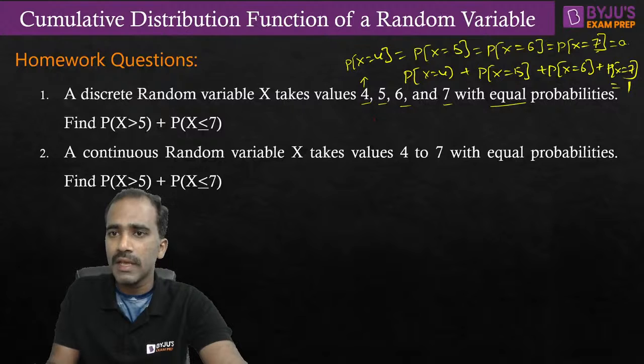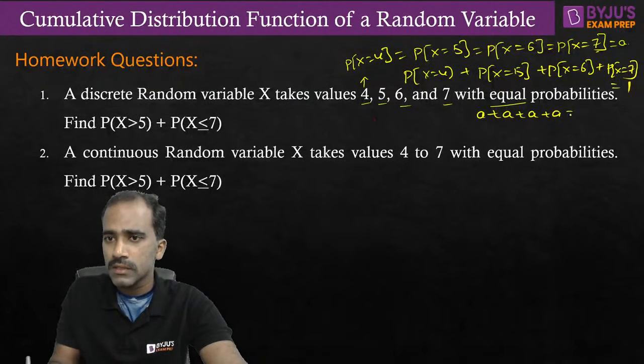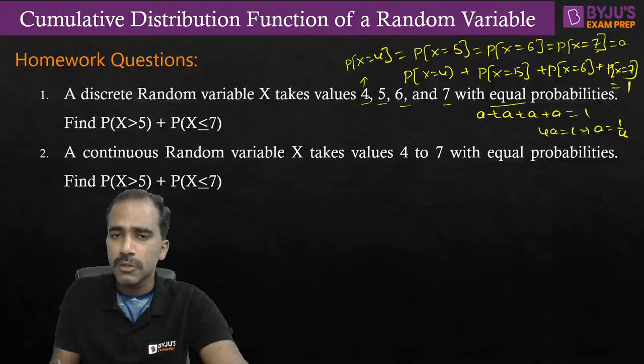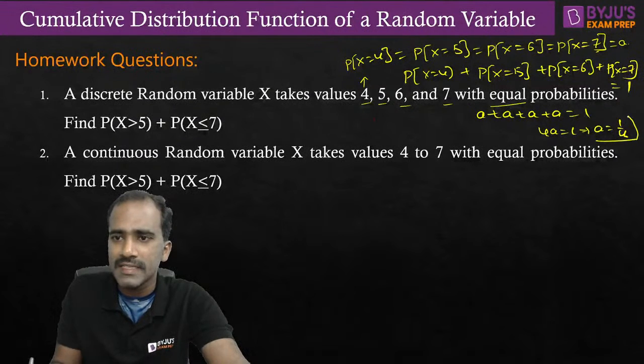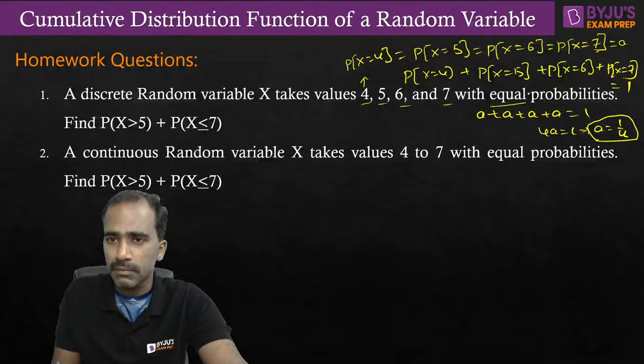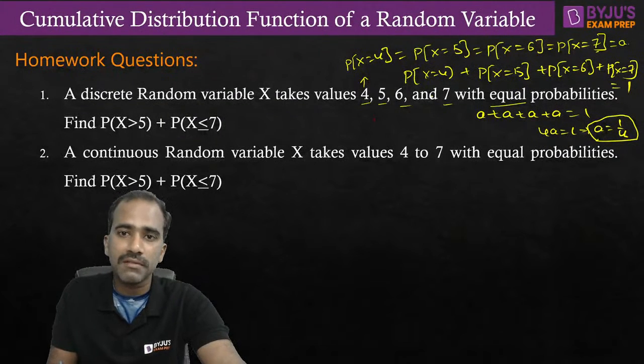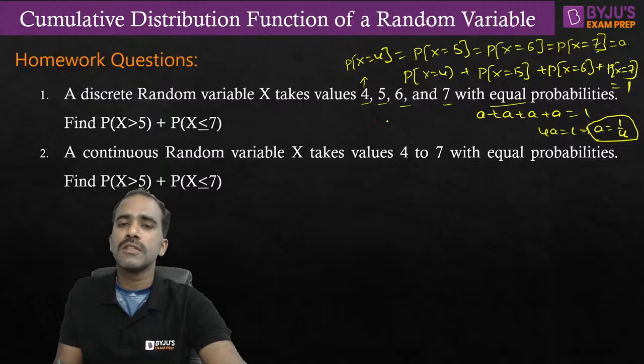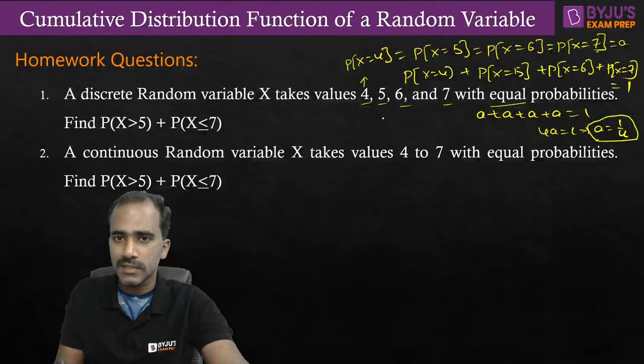Since it is given that they are all equal and we have denoted each by a, we substitute a for each. So a plus a plus a plus a, 4 a's, equal to 1. So 4a equals 1, a equals 1 by 4. The probability that the random variable takes each of these values is 1 by 4. This is actually a direct step. Whenever you see a question where the random variable takes 5 values with equal probabilities, the probability of each value is 1 by 5. If it takes 6 values, the probability of each value will be 1 by 6.